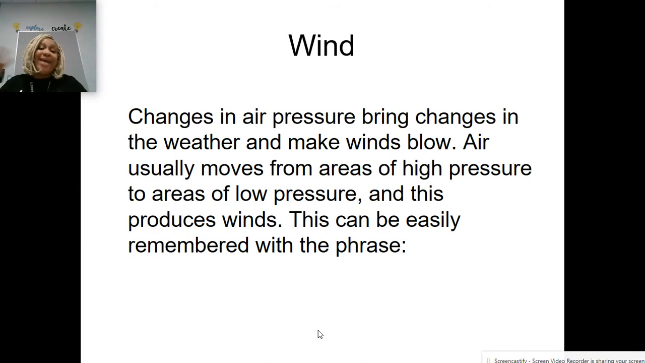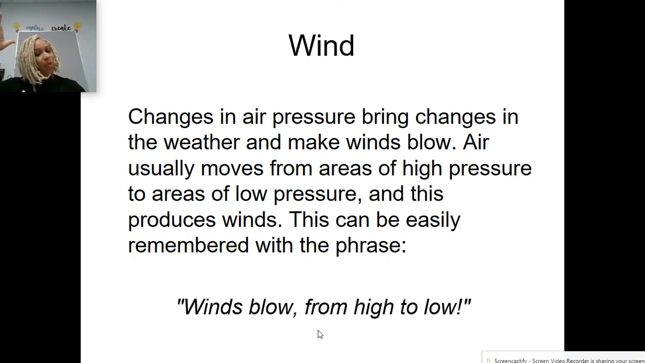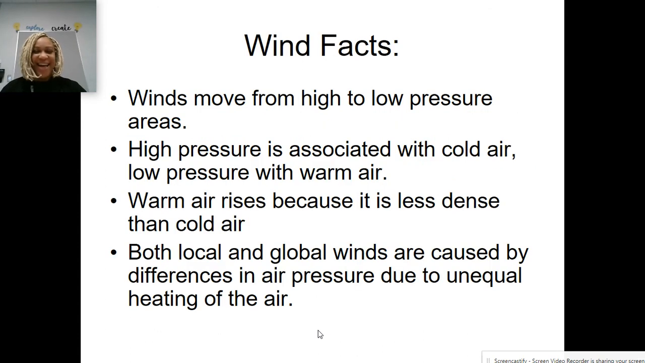Wind is air, air is wind. Air usually moves from areas of high pressure to areas of low pressure. Remember, high pressure goes toward low pressure, and this produces winds. This can be easily remembered with the phrase: winds blow from high to low. Wind facts: winds move from high to low pressure areas.